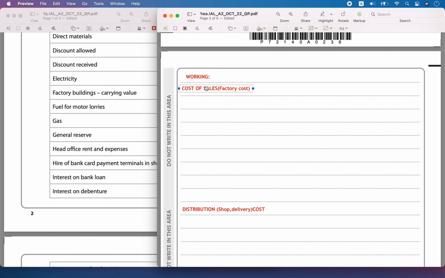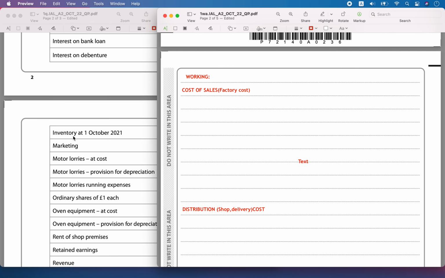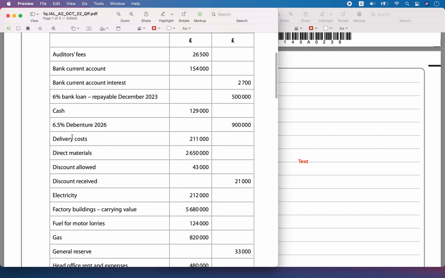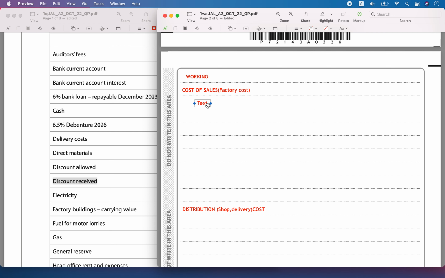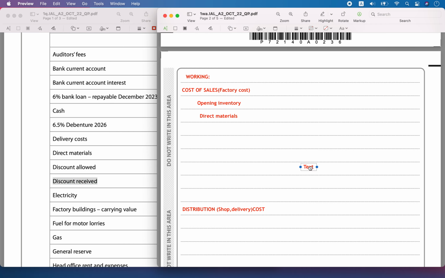Generally we know that the cost of sales formula will be opening inventory, minus the closing inventory. So if you see your inventory at 1st October is given, and they would have given the closing inventory, and you can see that the direct materials purchased and the discount that was received is also given. So the general formula will be opening inventory, plus the direct materials purchased, minus any discount received. We'll have to subtract less discount received, and you will have to calculate the less closing inventory.